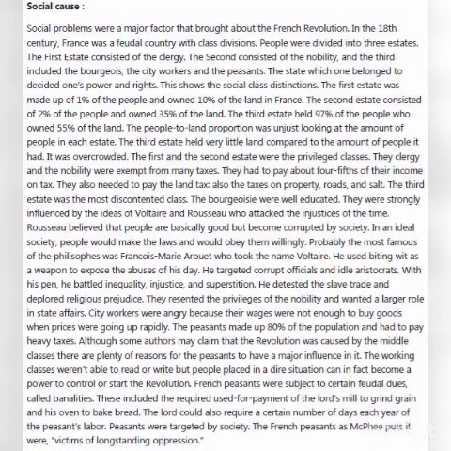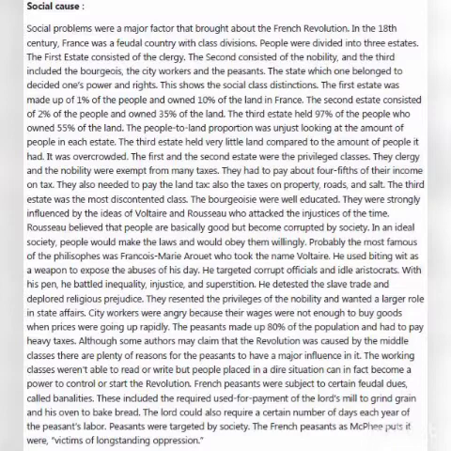Social cause. Social problems were a major factor that brought about the French Revolution. In the 18th century, France was a feudal country with class divisions. People were divided into 3 estates. The first estate consisted of clergy, the second consisted of nobility, and the third included the city workers, peasants, middle class, laborers, etc. The estate which one belonged to decided one's power and rights.